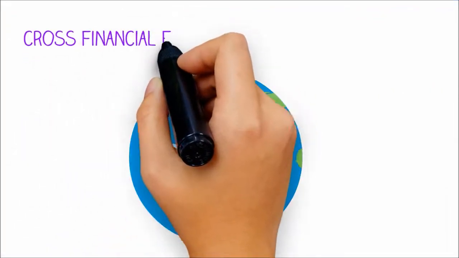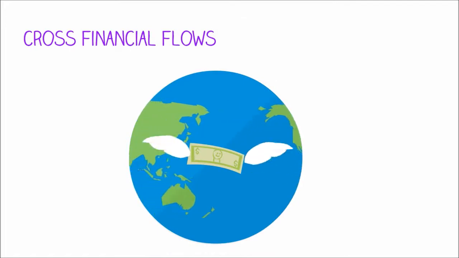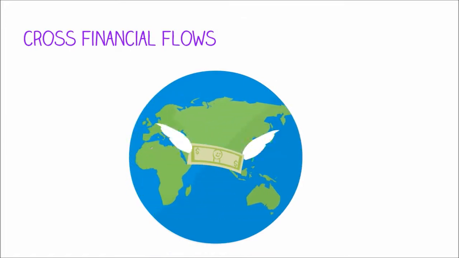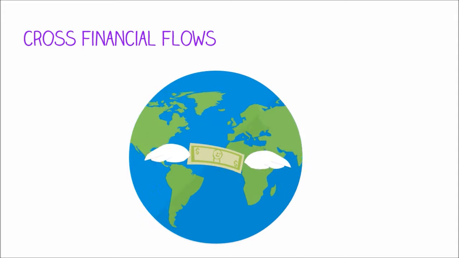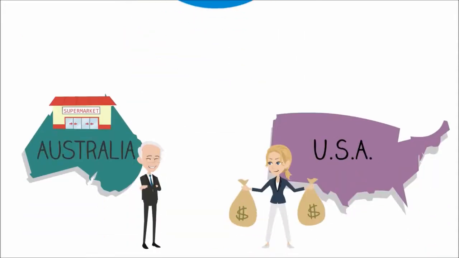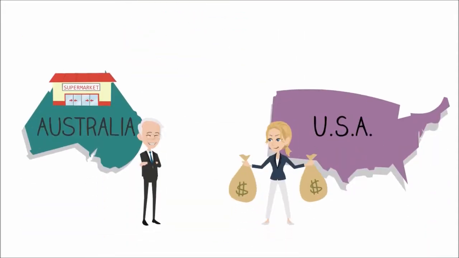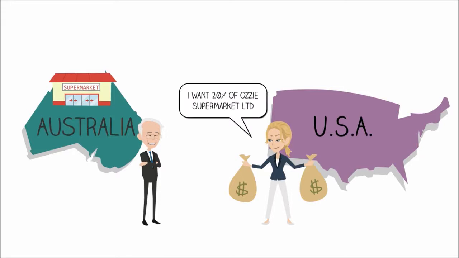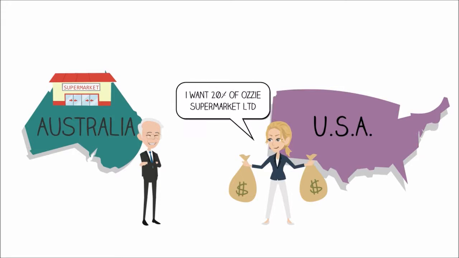Moving now to cross-financial flows. As the term suggests, this just refers to money circulating around the world, moving from country to country. World governments have made this possible by opening their doors to foreign investment by dropping policies that prevent foreign ownership. For example, a US investor can buy 20% of an Australian retail company if it wants to, without significant barriers in the form of regulation.